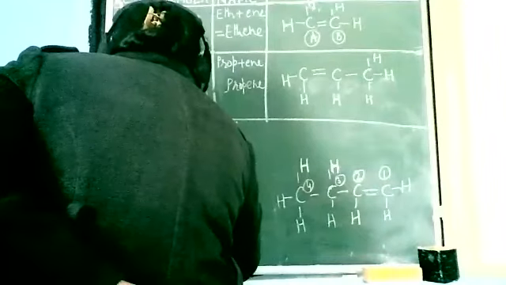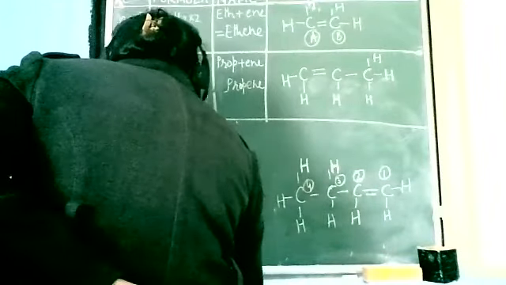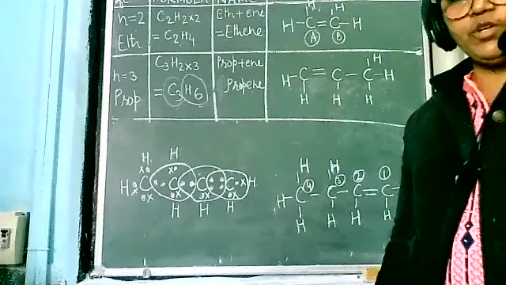Next, see: 2 with hydrogen, 2 with the first carbon and 2 with the third carbon. It has completed 8 electrons in its outermost shell.